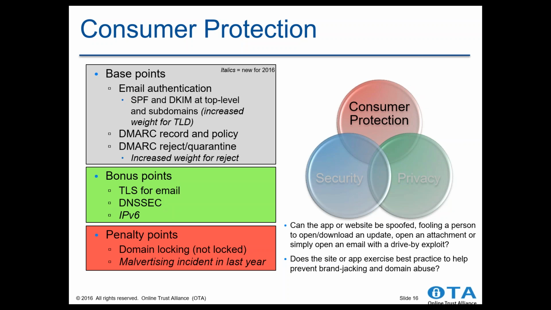So in italics, you see changes that happened between last year and this year. So in this case, we increased weight for the top level domain support for email authentication, and also increased weight for having a reject policy for DMARC. You could get bonus points for TLS for email. This is opportunistic TLS, where you encrypt the sessions between the mail servers so that no one can eavesdrop. For DNSSEC, a more secure DNS, and for IPv6, which was new this year, we looked to see whether the website supported IPv6. That's the first year we've looked at that.